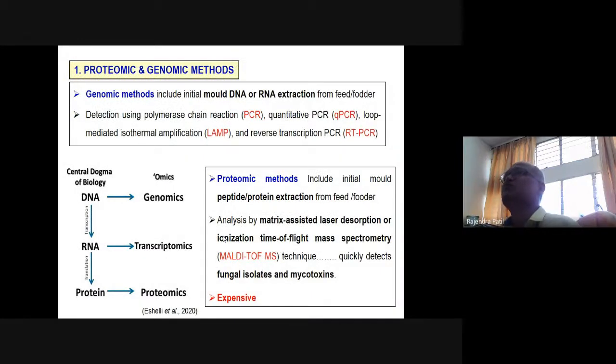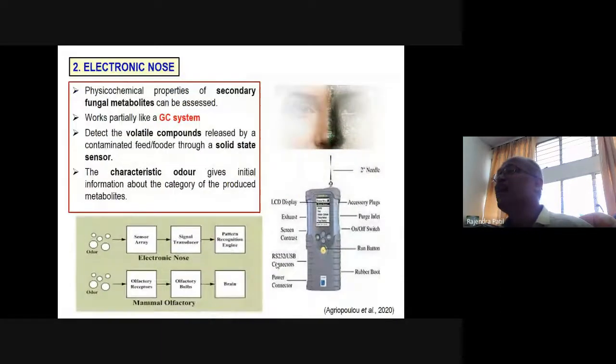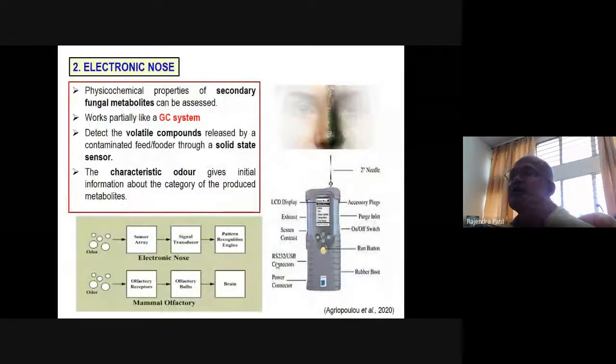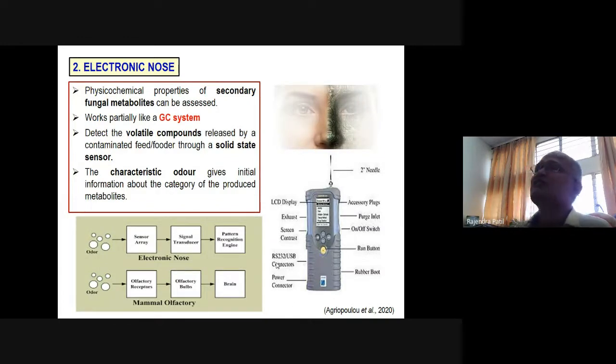So proteomic and genomic methods are useful, and these are PCR-based, maybe PCR, quantitative PCR, LAMP, RT-PCR-based, and even proteomic methods, mass spectrometric techniques. Although these are comparatively expensive, the main advantage of these techniques is that you can detect the fungus as well as the mycotoxin, the pathogenic fungus that produces the mycotoxins. We can detect these mycotoxins and the toxigenic fungi with the help of this genomic and proteomic analysis.